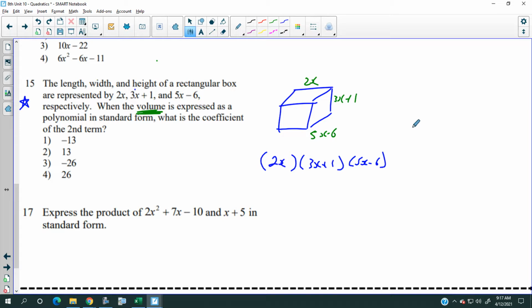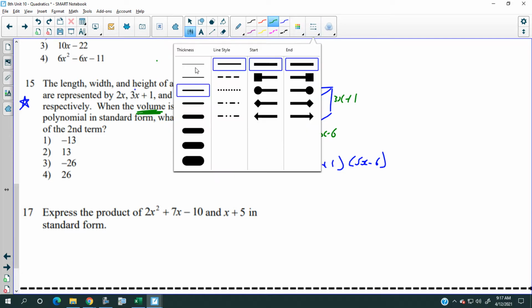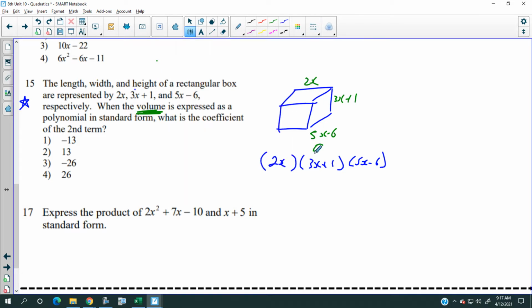Now, because there are three things going on here, and specifically because this is multiplication, it's commutative, so it doesn't matter which one's done first. Remember that? So I'm gonna do the hard part first. I'm gonna do the FOIL first.